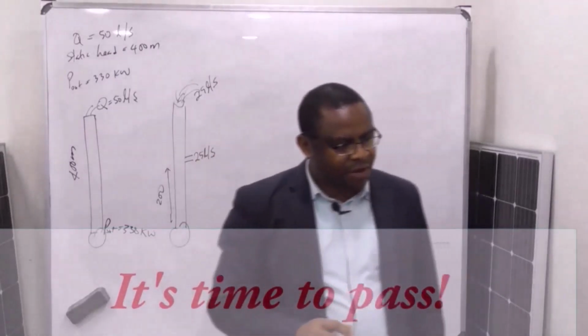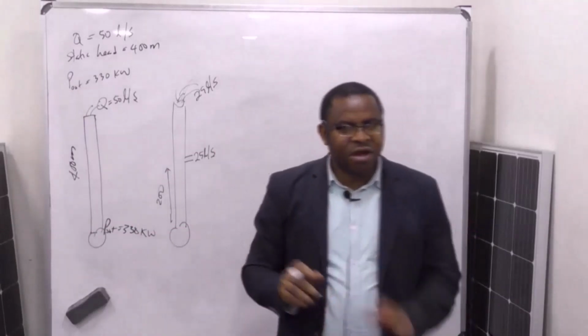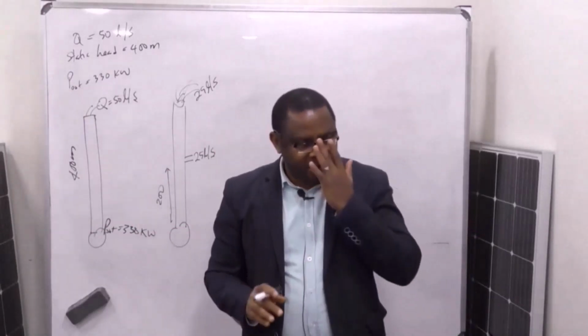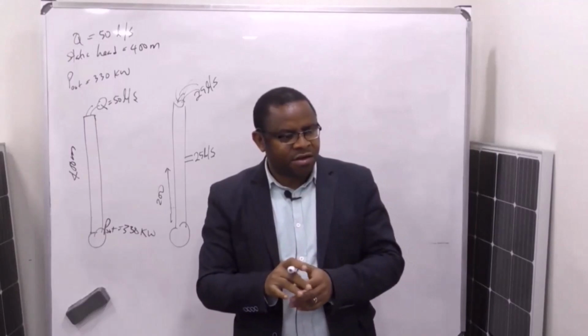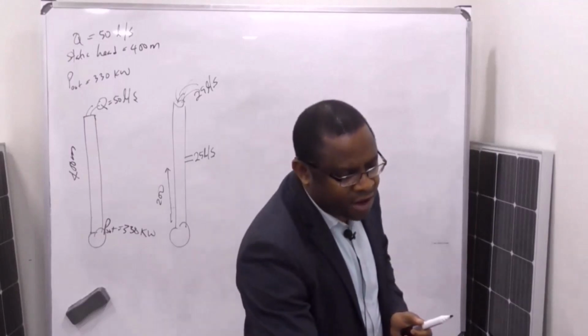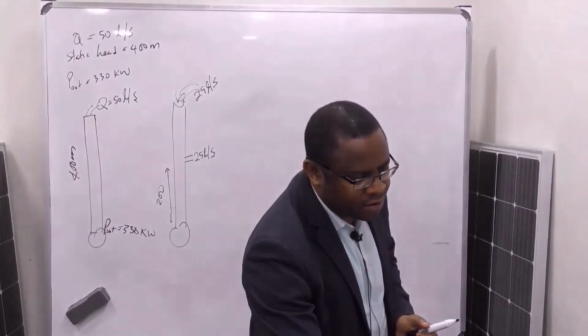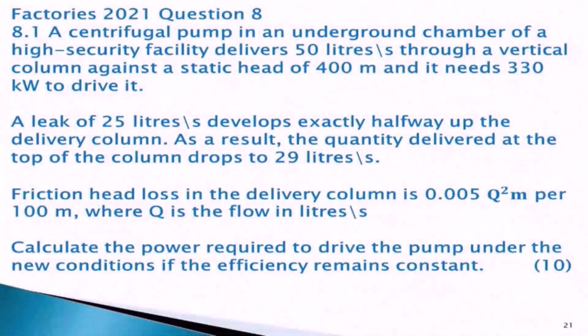And then frictional head loss. This is where the problem is, okay? Frictional head loss in the delivery, this is where you need to get it very well. Why some people failed the question. Frictional head loss is 0.005 Q squared meter, but this is per 100 meter.